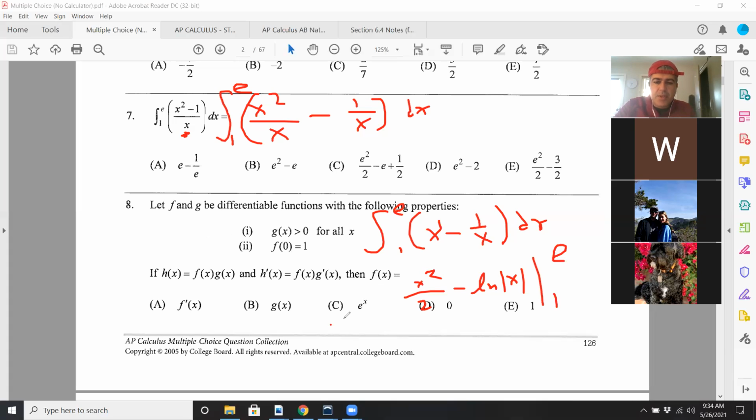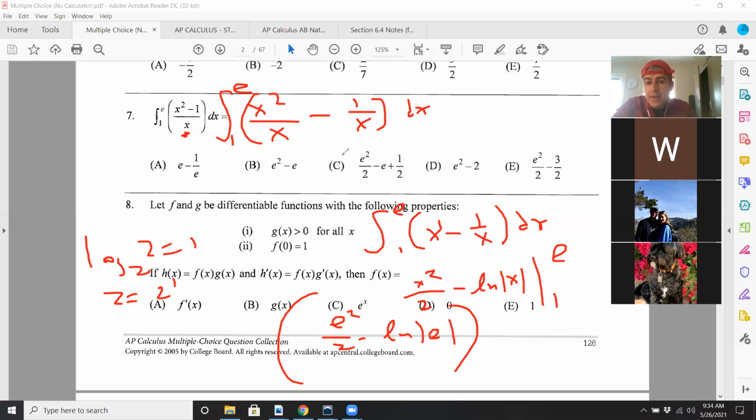So you plug in e first, you get e squared over 2 minus natural log of e. And you've got to know your logs. Natural log of e is actually 1 because ln has a base of e. And whenever the base and the input are the same, that's just 1. Like, for example, log base 2 of 2 is 1 because 2 equals 2 to the 1 power, right? So that's what's going on there.